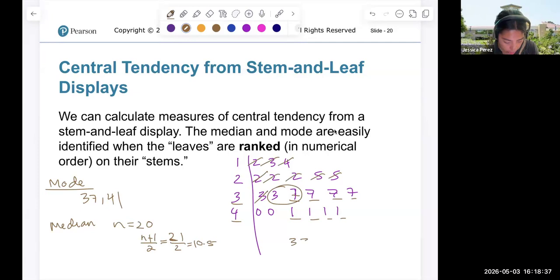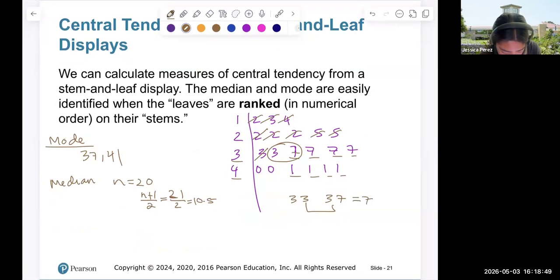in the middle between 33 and 37, add and divide by 2. So we would have to do 33 plus 37. That's 70, 70 over 2. So that would be 35. So our median would be 35. And then our mean, well, we just add and divide by n.